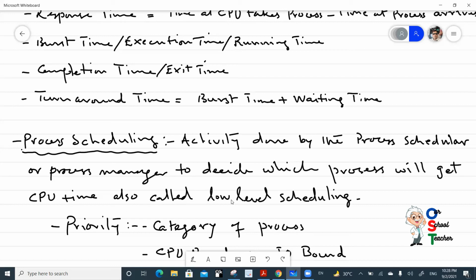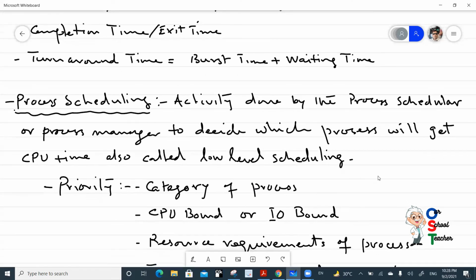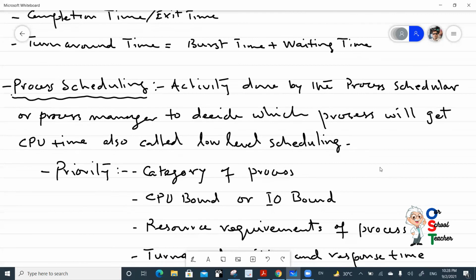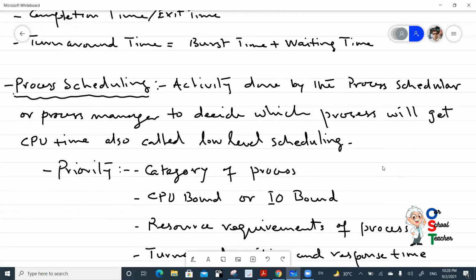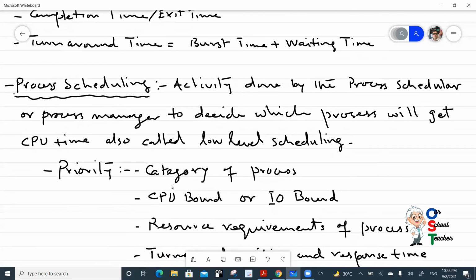It is also called low level scheduling, right? And it depends on priority. Priority means what kind of process it is, meaning from which program this process has been generated. Quite possible, if the program is very important, is vital, has been generated by the operating system itself, and this is necessary for the system, then it will be prioritized.